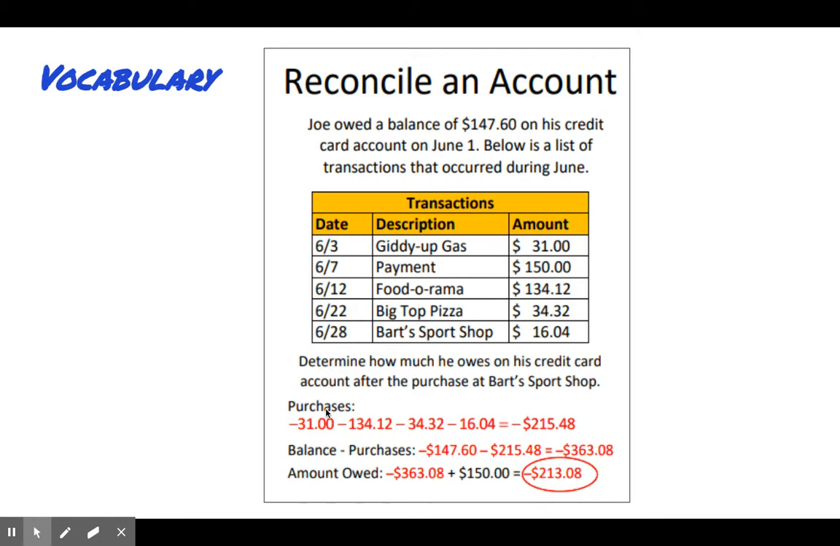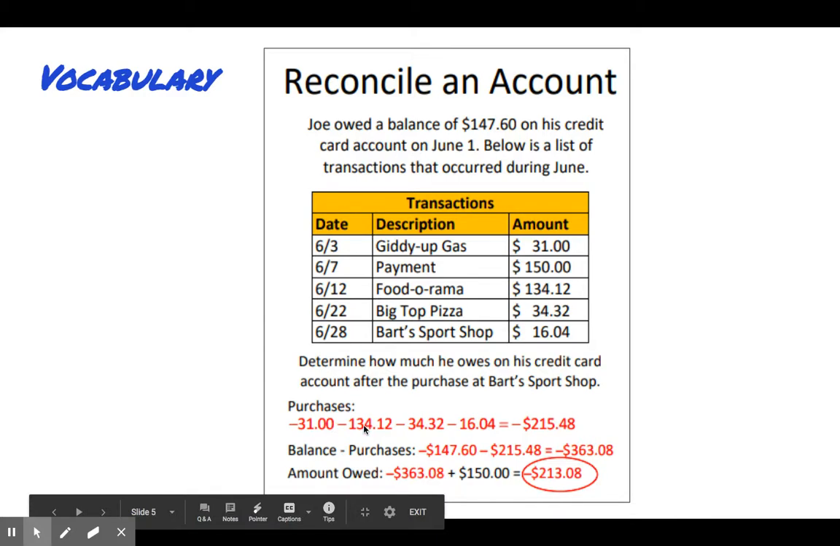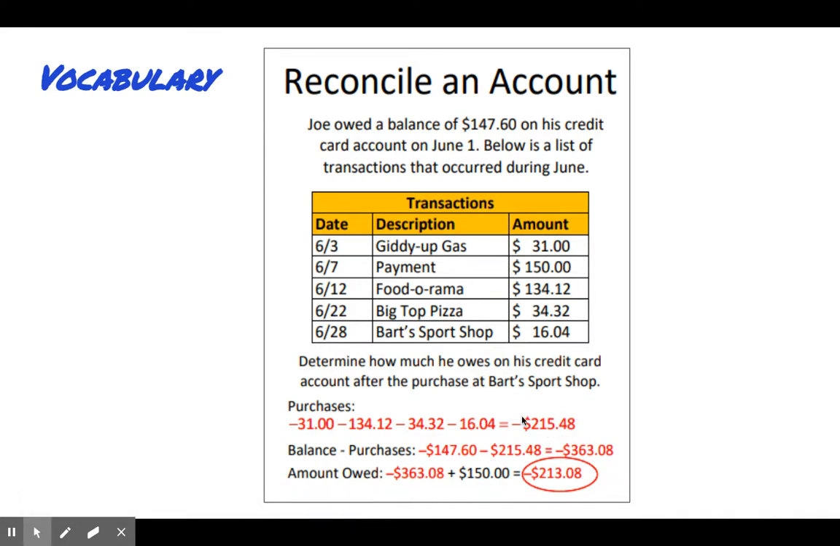Well, we can look at his purchases. We know since credit cards are already taking away money, it was a negative $31, a negative $134.12, a negative $34.32, and then minus $16.04. So we know he owes negative $215.48 for his purchases alone. We did not add in the $150 because that was a payment. When you make a payment on a bill, because the credit card is a bill, when he made that payment on that bill, that's a positive. So we didn't add that in.